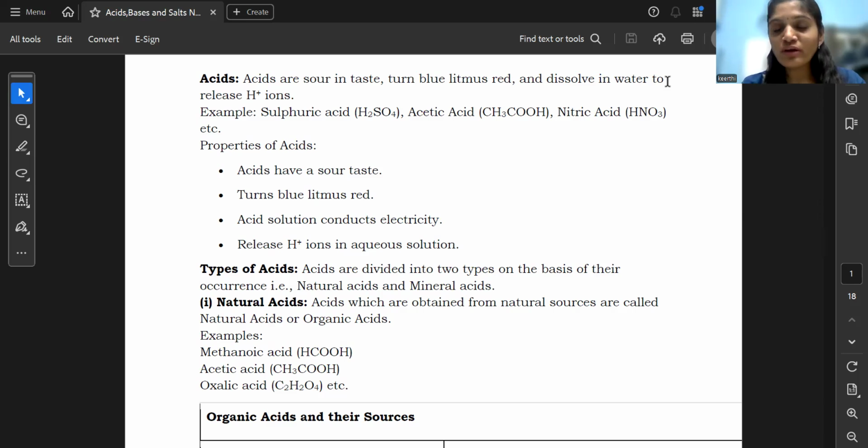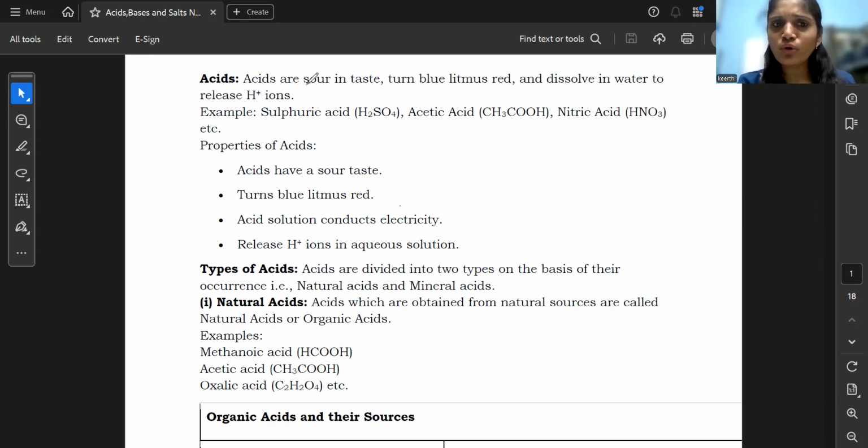As part of the board revision for CBSE Grade 10, today we are going to revise the whole chapter Acids, Bases and Salts. So let us first see what are acids. Acids are sour in taste. When you taste them, they are sour in taste. And acids turn the blue litmus paper into red, and they dissolve in water to give H plus ions.